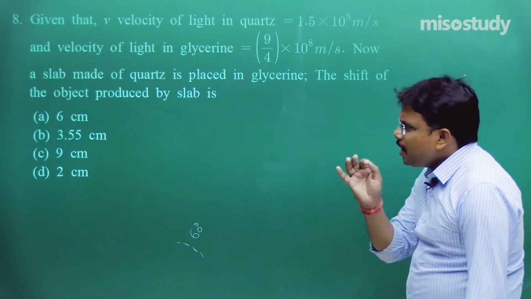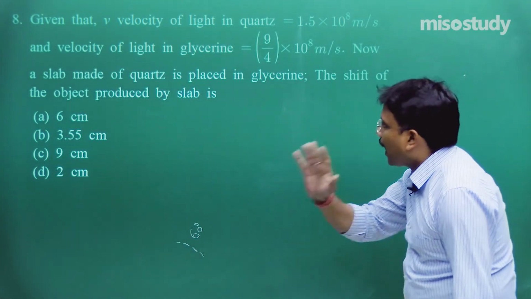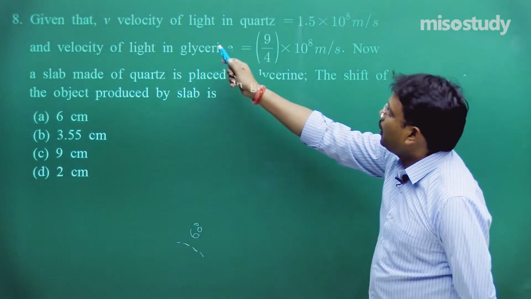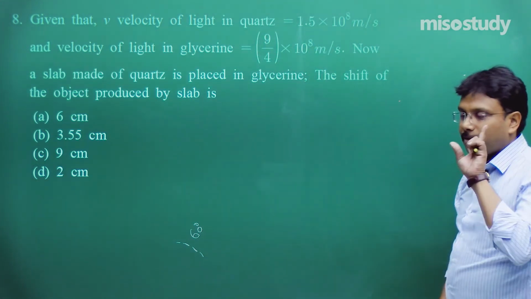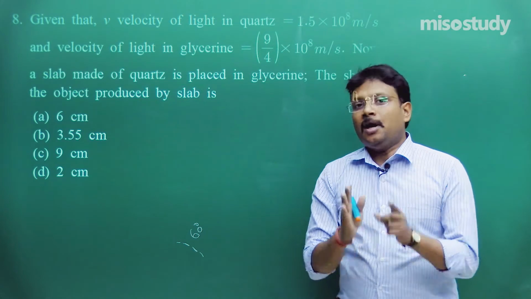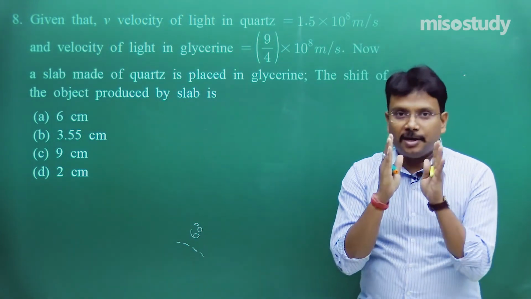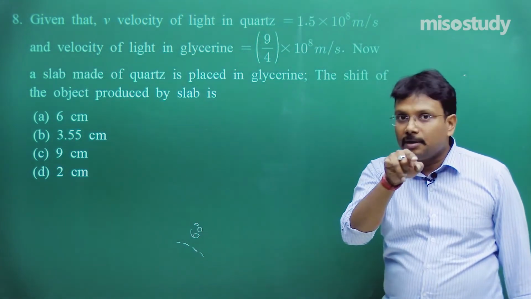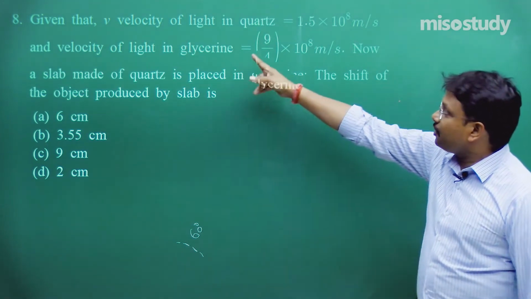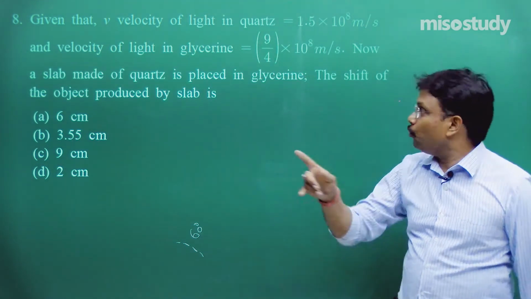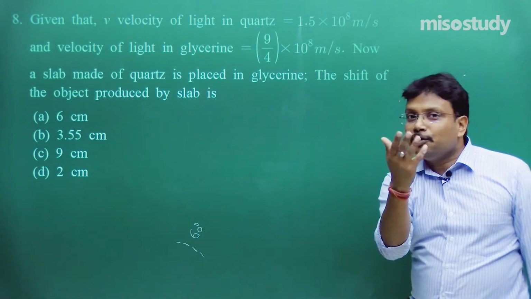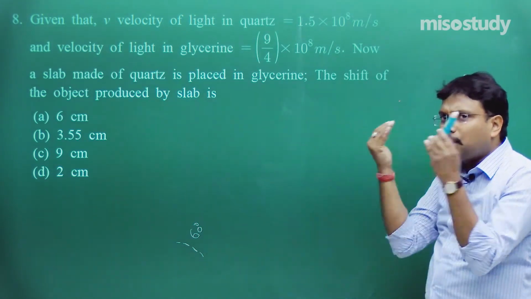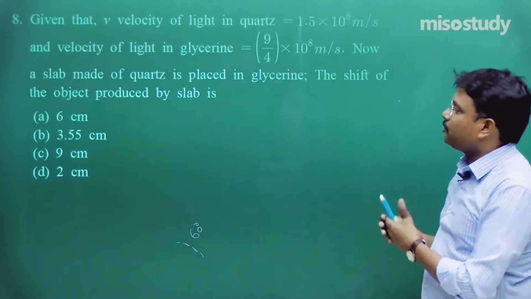Now very minute amount of calculation is involved over here. I'll show you that. Given that v, velocity of light in quartz, is this much, whenever you are reading the question, my one simple humble suggestion is, what does it mean? It means c upon v, means refractive index. So you can simply say refractive index is 3 into 10 to the power 8 upon 1.5 into 10 to the power 8, that is 2. So whenever you are reading the question, these points should definitely come out in your mind. By that way you can revise all these concepts.